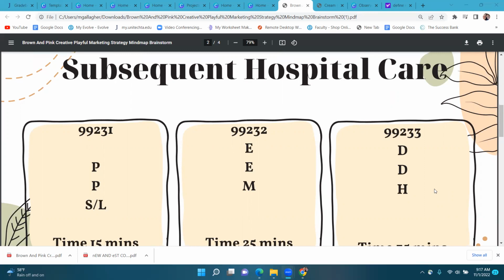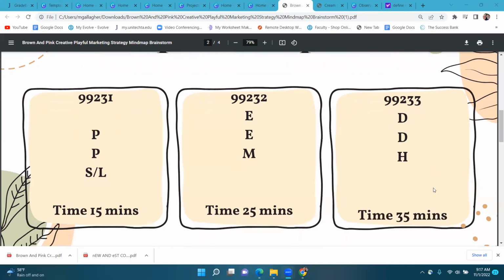Okay, so subsequent is going to be everything after initial. So the initial is the first encounter. Subsequent is every encounter thereafter until you hit discharge. And then we'll talk about discharge in a minute. So a 99231, three components are PPSL, problem-focused history, problem-focused exam, straightforward or low decision-making. And the time for that is 15 minutes.